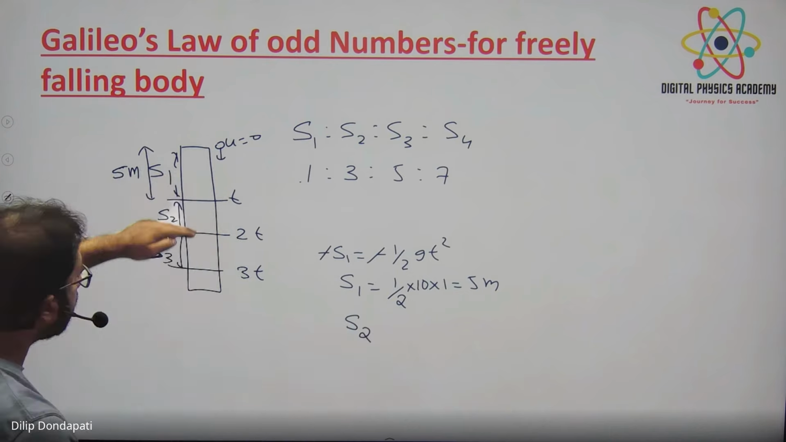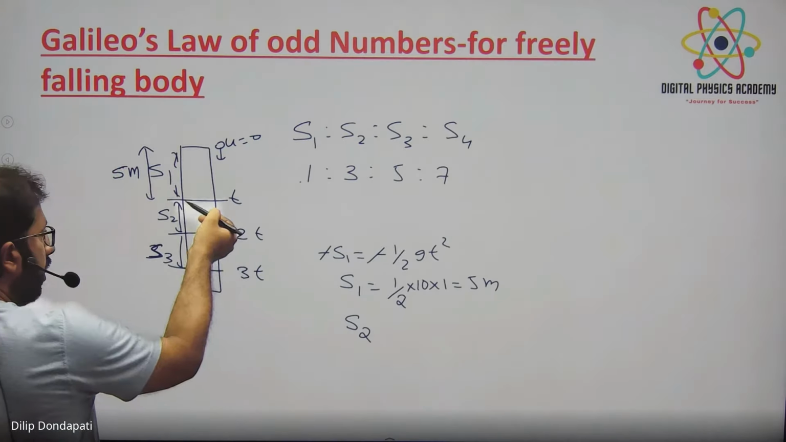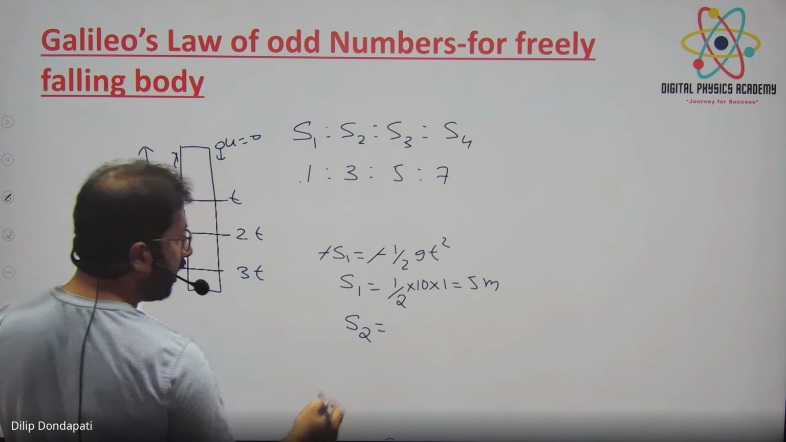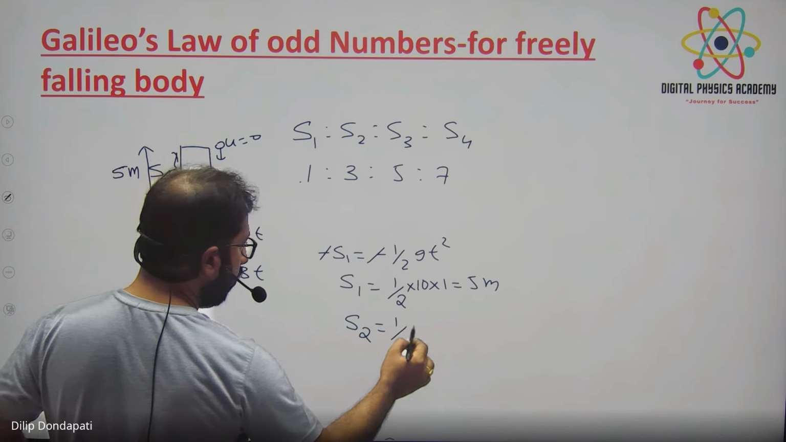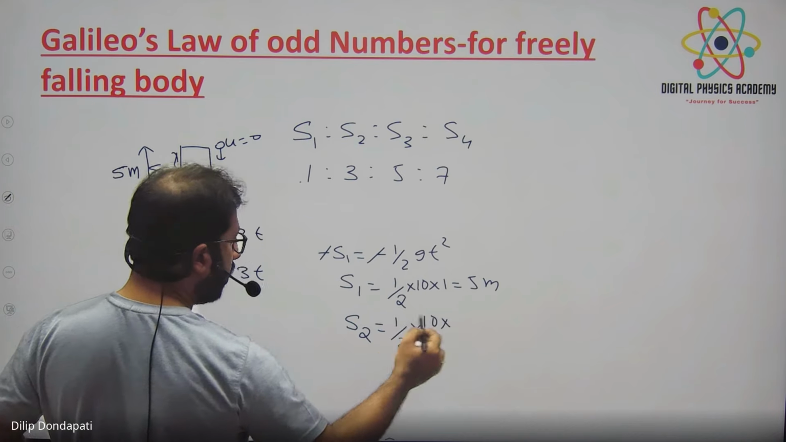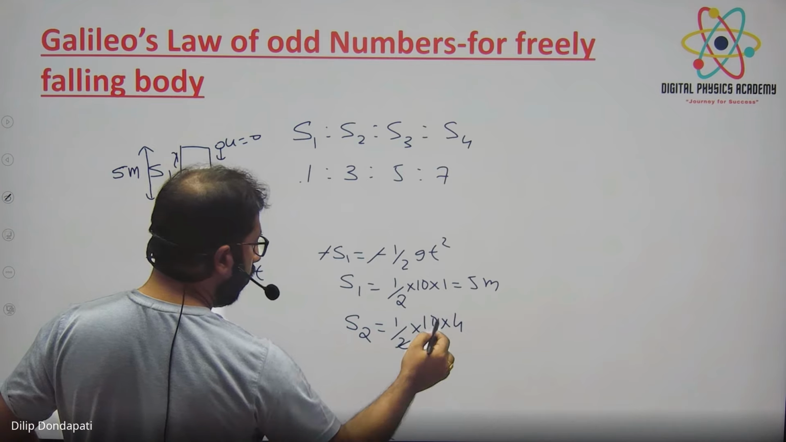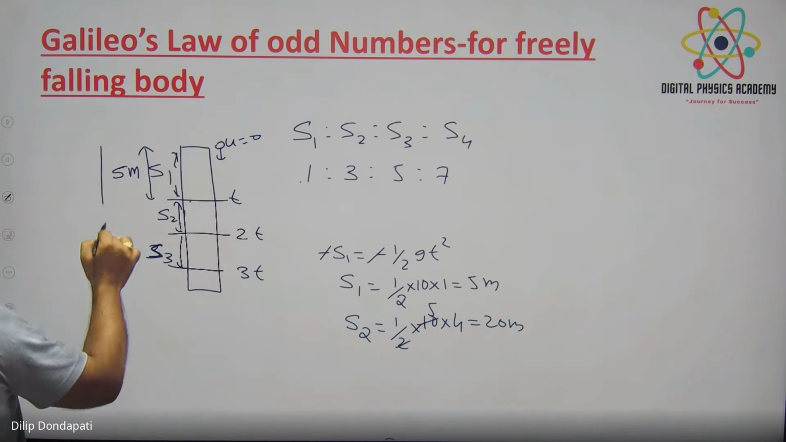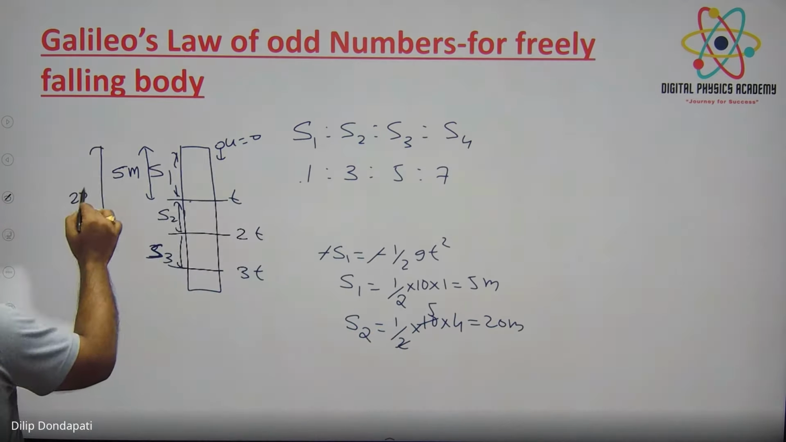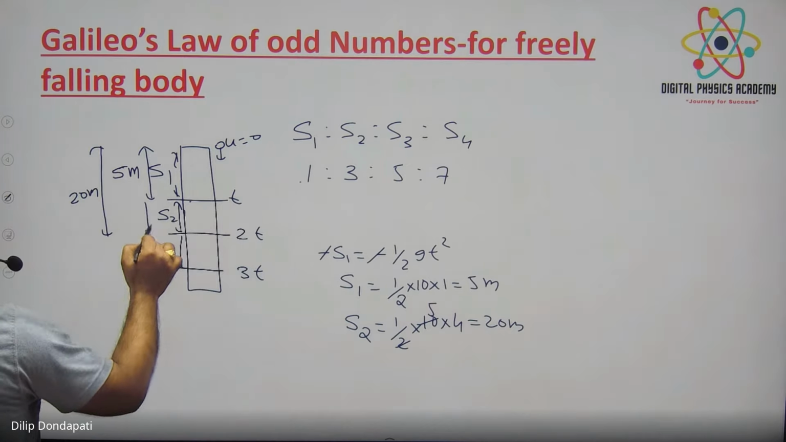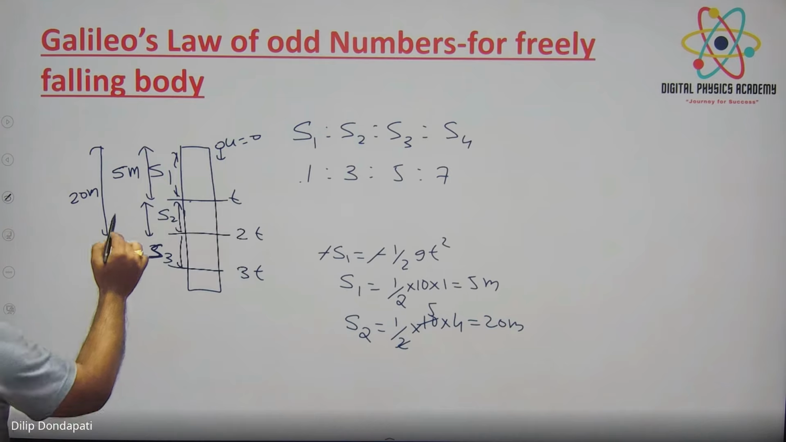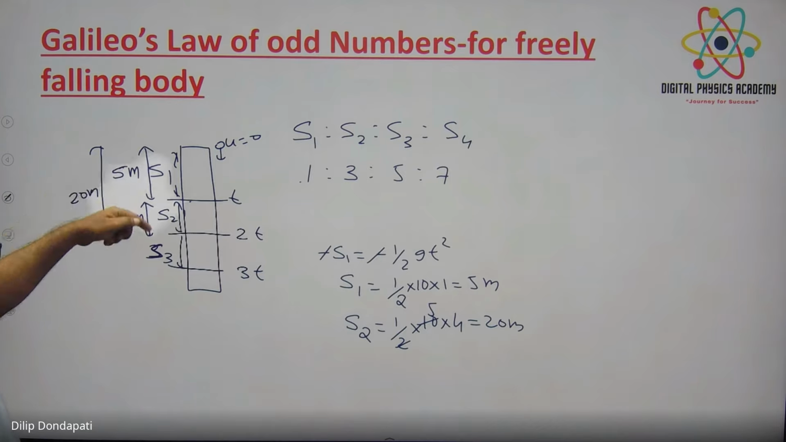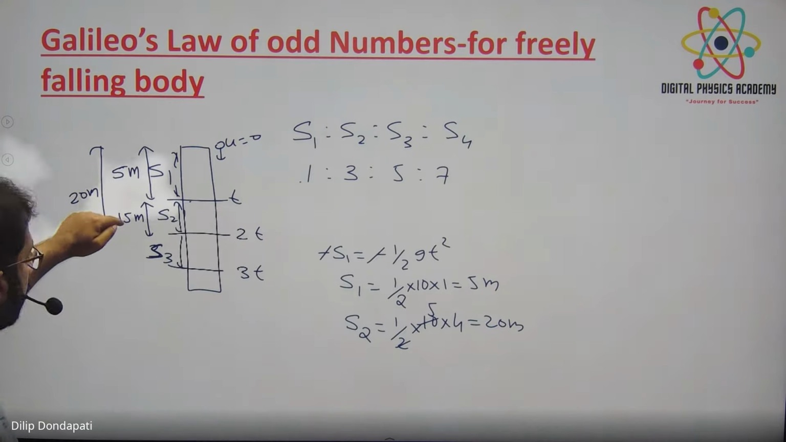Try to find the displacement in 2 seconds. I'm trying to find the displacement in 2 seconds. Then I will subtract from it to get the distance from here to here, right? How much did it travel in 2 seconds? Half into g into t square. t square is 2 square, which is 4. So it traveled 20 meters. That means from here to here it is 20. So from here to here is how much? 15 meters. Now tell me, what is the ratio? 5 meters, 15 meters as the ratio.